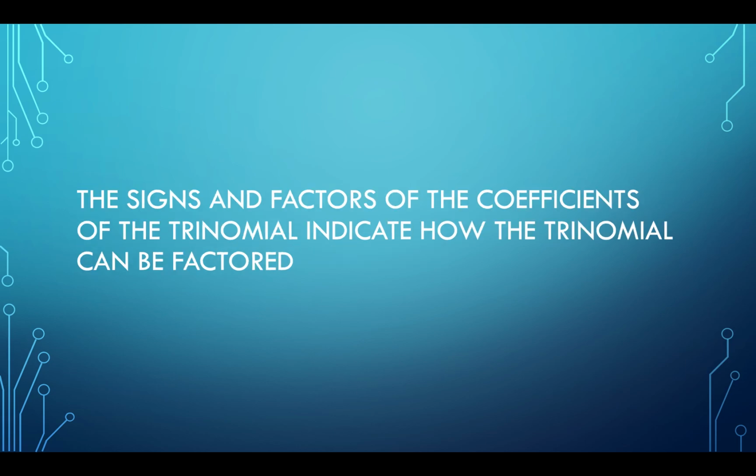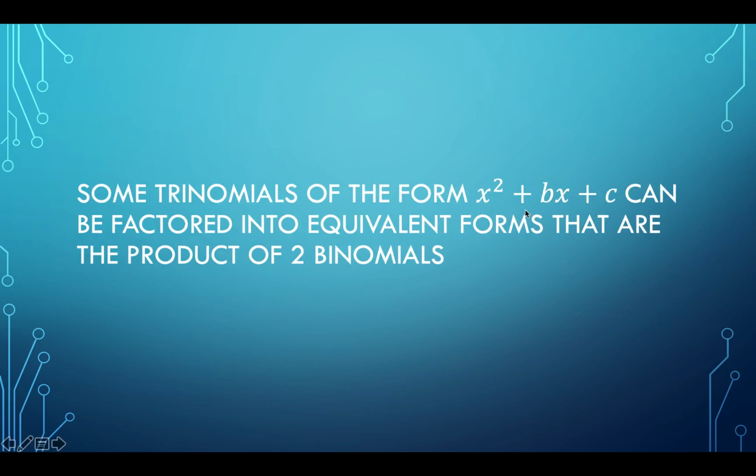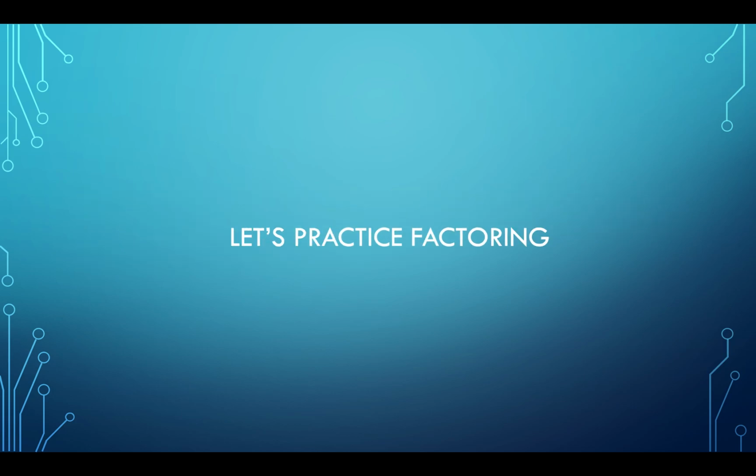The signs and factors of the coefficients of the trinomial indicate how the trinomial can be factored. So over here, how we have plus bx and plus c, these two plus signs, or it could be a plus and a minus, they're going to dictate how we're going to factor. So let's practice some factoring.